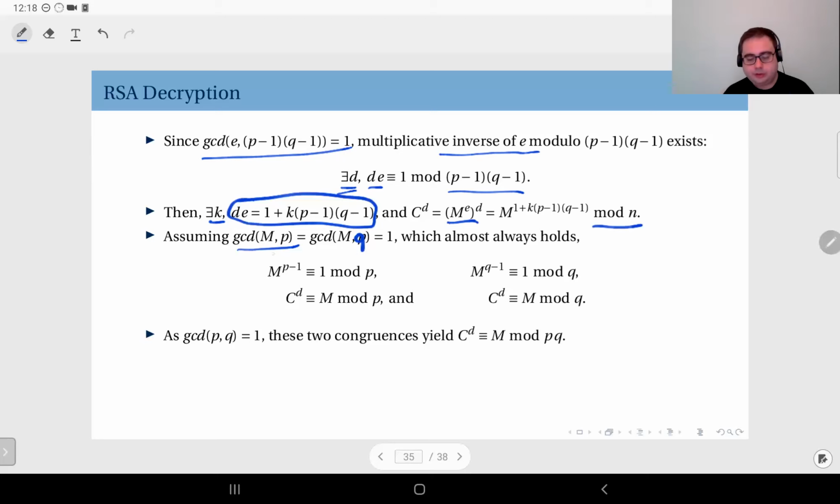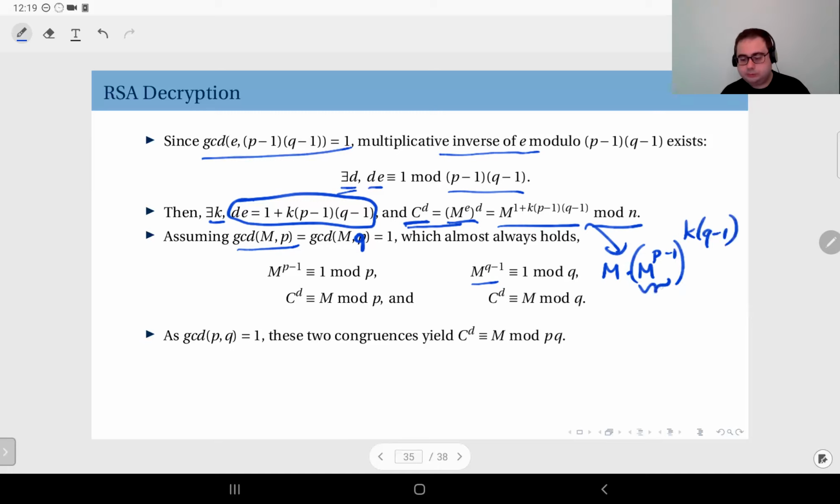In this case, we can just apply Fermat's Little theorem to write M to power P minus 1 is congruent to 1 modulo P, and also M to power Q minus 1 is congruent to 1 modulo Q. And therefore, when you raise C to power D, you see this is equal to M to power 1 plus k times (P minus 1)(Q minus 1). So this is essentially M times M to power (P minus 1) to the power k times (Q minus 1).